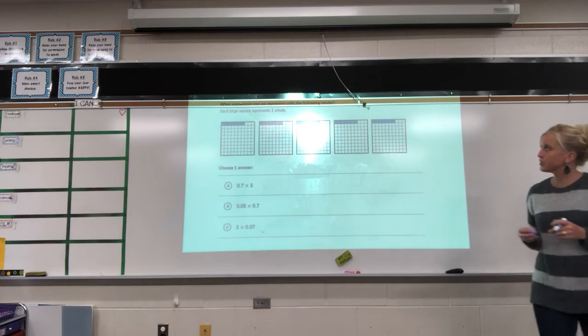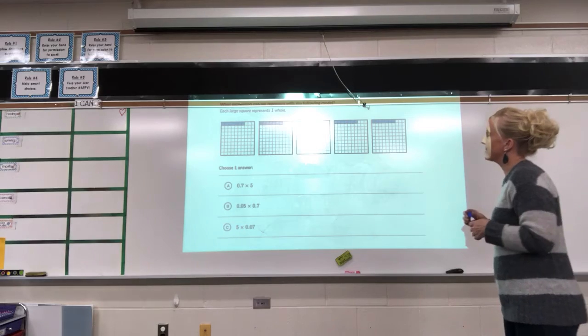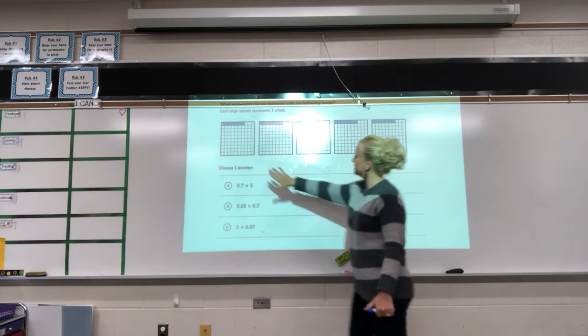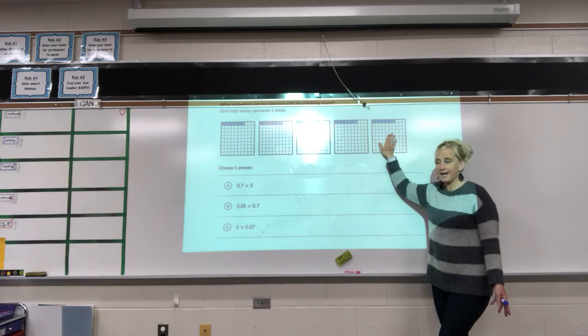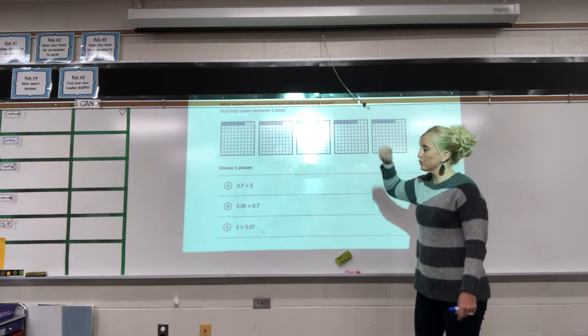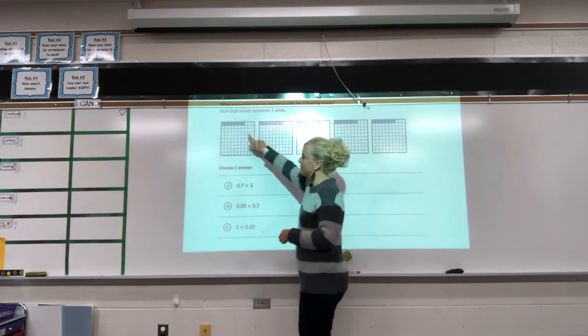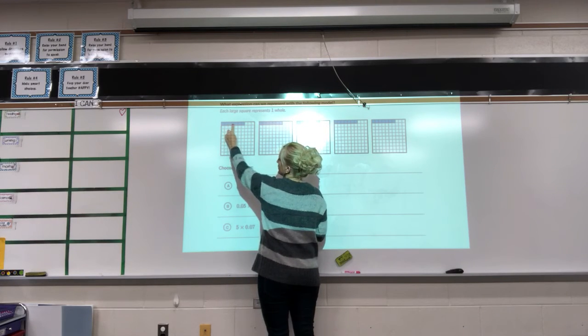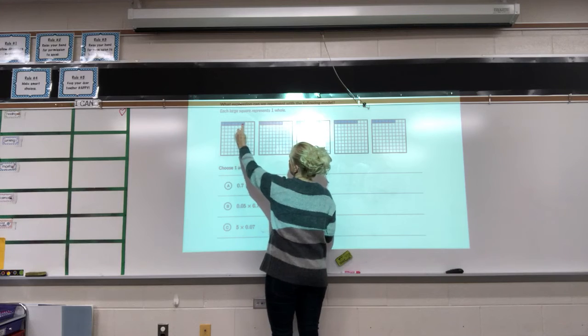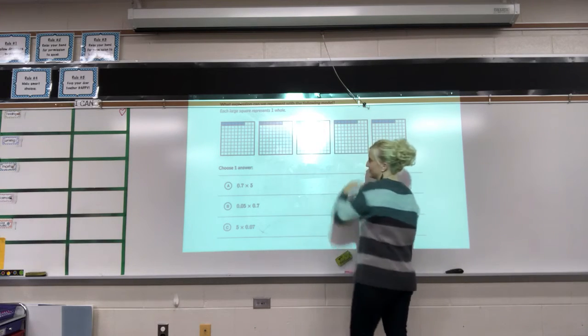Last one here, which expression can we represent with the following model? So each one of these is going to be one whole, just like with our tenths that we looked at in the last problem. Okay, so first thing I'm going to look at right now is how many blue boxes do I have shaded in? I have 1, 2, 3, 4, 5, 6, 7. So in each one of these, I have 7.